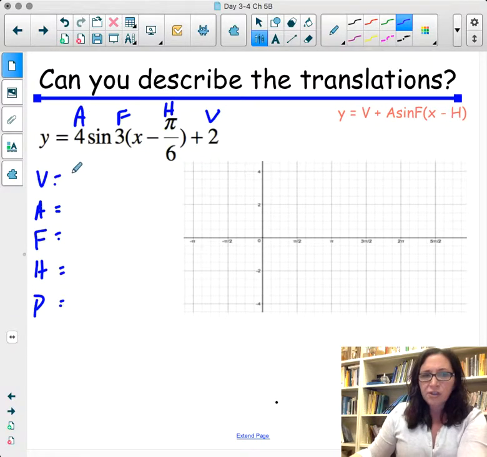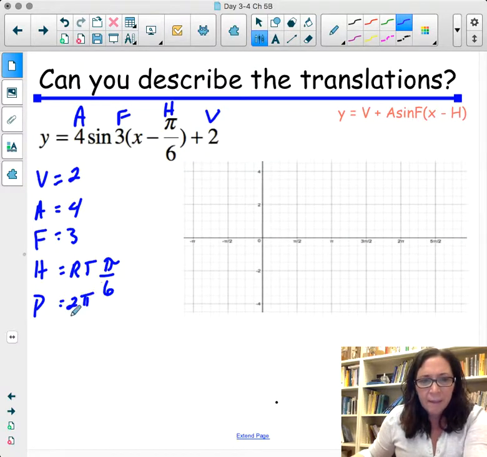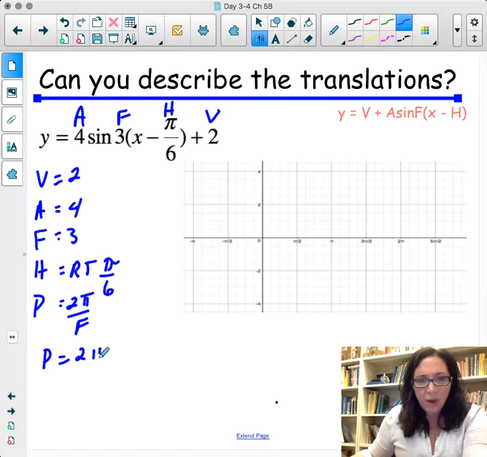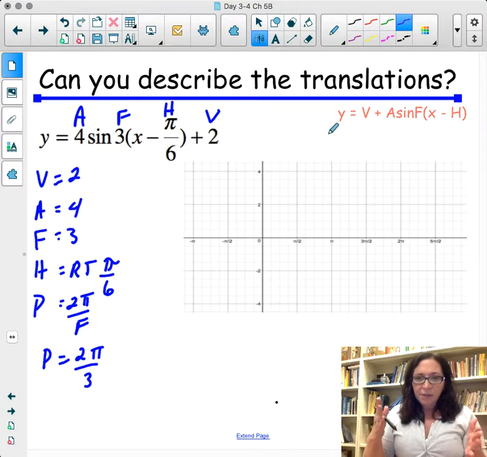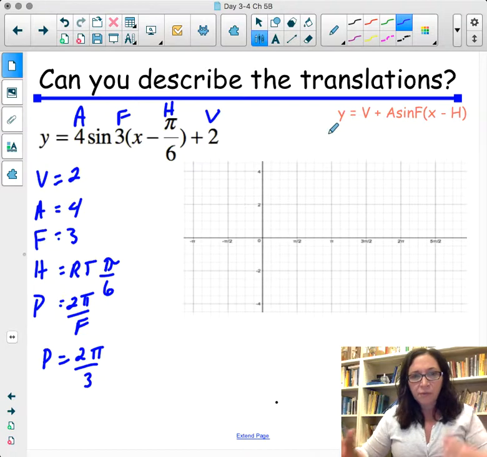Vertical shift is 2. Your amplitude is 4. Your frequency is 3. Your horizontal shift, going the opposite direction, is going to be right pi over 6. And your period, because you're in radians, is going to be 2 pi divided by my frequency, which means that my period is going to be 2 pi divided by 3. So that means that the time it takes for me to start my graph and go through and finish it is 2 pi over 3.